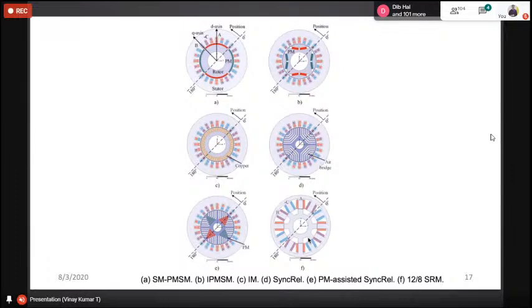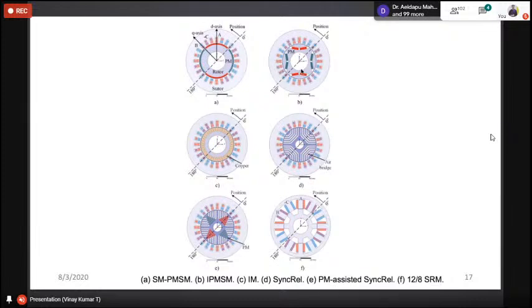So, in the case of surface mounted permanent magnets, this is called the rotor core. There is no winding on the rotor side. This red one and green one are permanent magnets. Alternating poles are placed on the rotor surface. That's why it is called surface mounted permanent magnet.